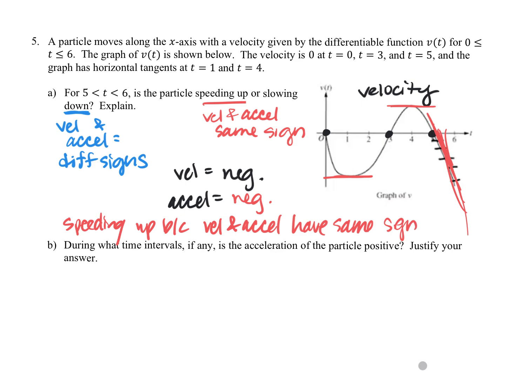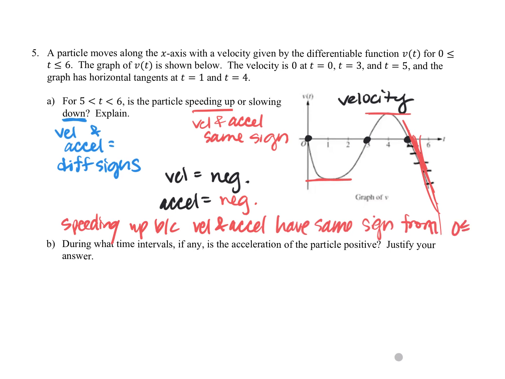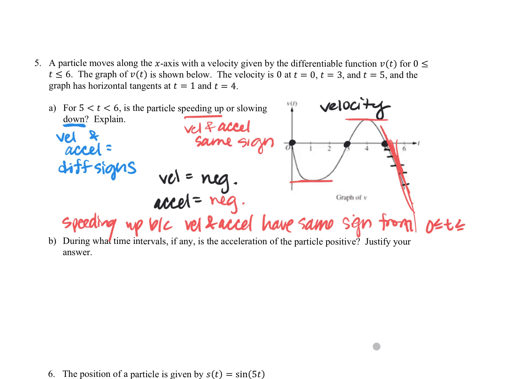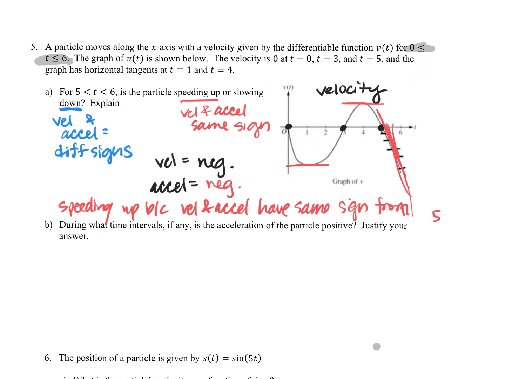But we have to say when. So we're going to say from, they say 0 less than or equal to t is 6, and I got that right here up in my problem. Yep, it should be 5 to 6 to match this. Silly me. Thank you, B.